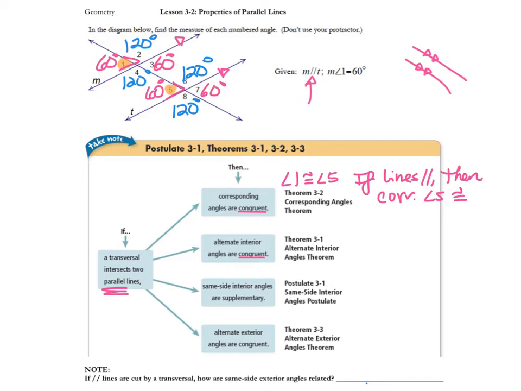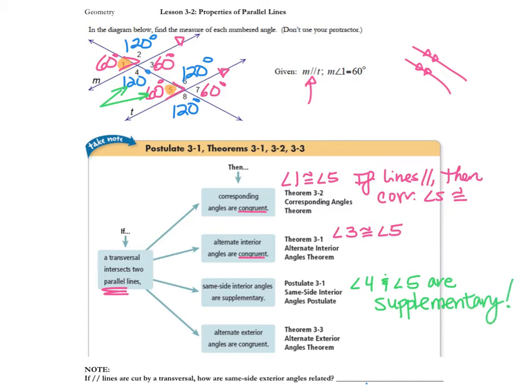Alternate interior, how are they related? Well, for example, angle 3 and angle 5 are congruent. They're alternate interior. Same side interior would be like these two angles, angle 4 and angle 5. They are not congruent, they are supplementary. They're going to add to 180 degrees. Are they a linear pair? No, because they're not adjacent, but they are supplementary.